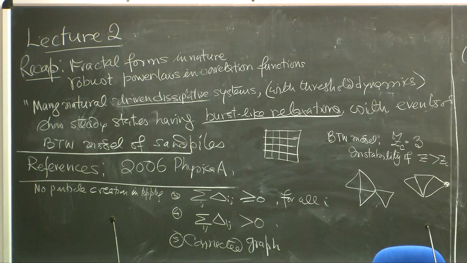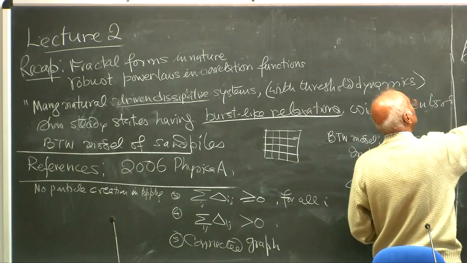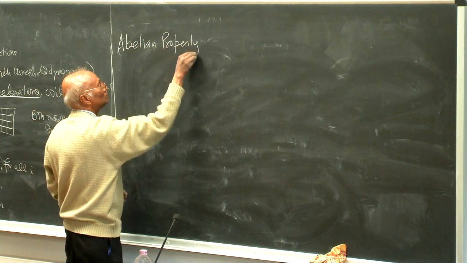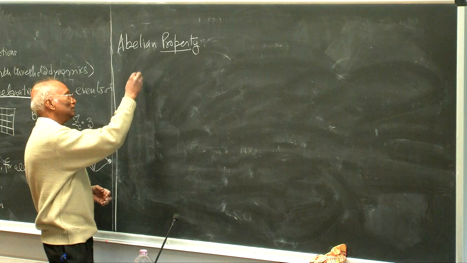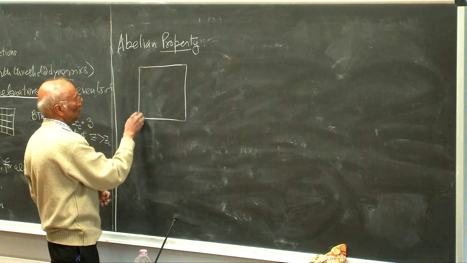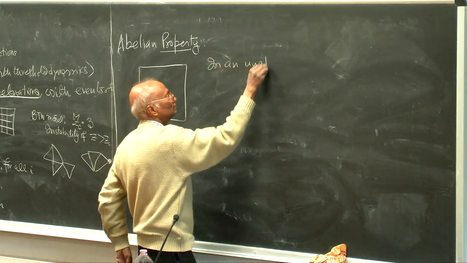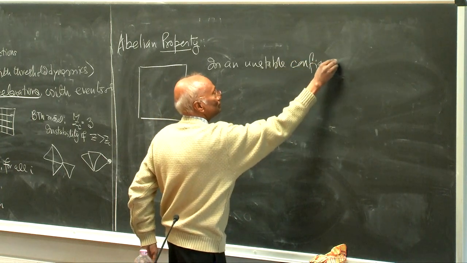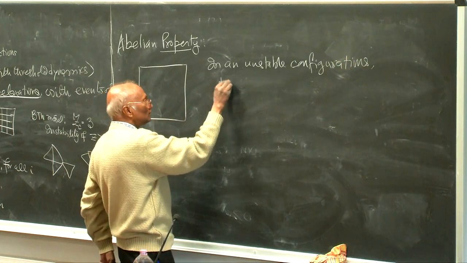Okay, so now the key result which makes all these further analysis of this problem possible is called the abelian property. And the abelian property is rather easy to derive. It says, in an unstable configuration, topplings commute.